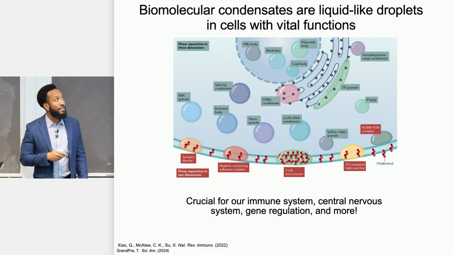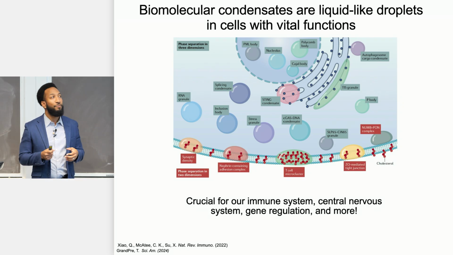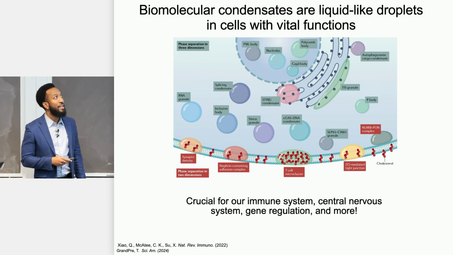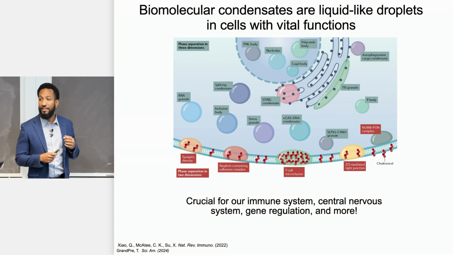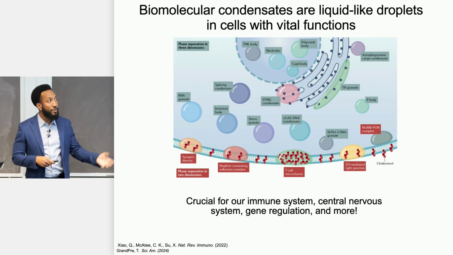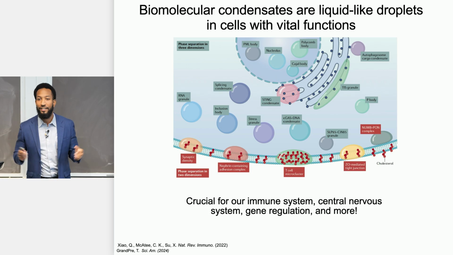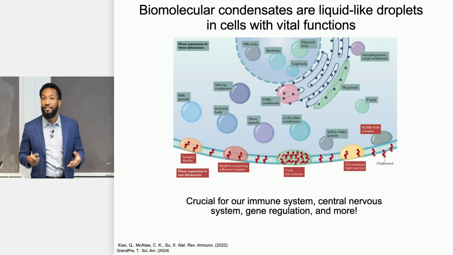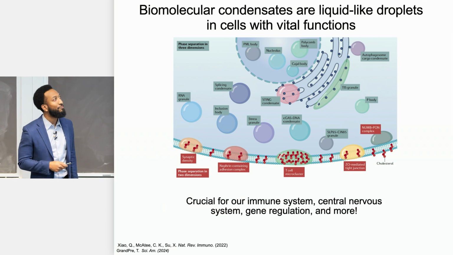Today I'm going to tell you how we view these from a physics point of view, and also the biological implications for them. These are very crucial because they're important for our immune system. Some of these liquid-like droplets are for our immune system, for our central nervous system, for gene regulation. It's very common in cells, but we're just now understanding what they do and that they're in cells.